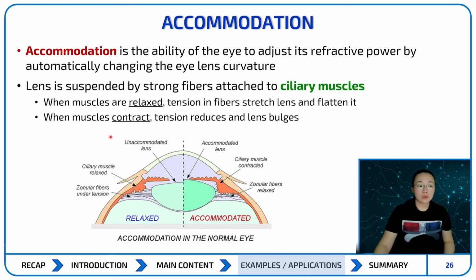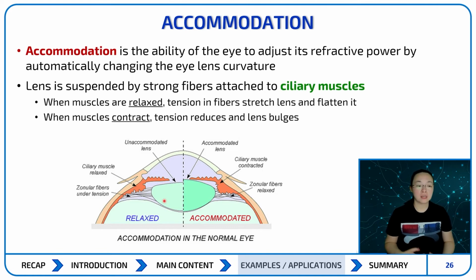Now, when your muscles contract, the tension reduces and the lens is going to bulge up a little bit. This means a smaller radius of curvature is going to increase your refractive power, and then your eye is going to focus more on nearby objects. So just remember what happens if you want to focus on something that's nearby or far away. If you are relaxed, then the lens is going to be more flattened, and that allows you to focus on farther objects.